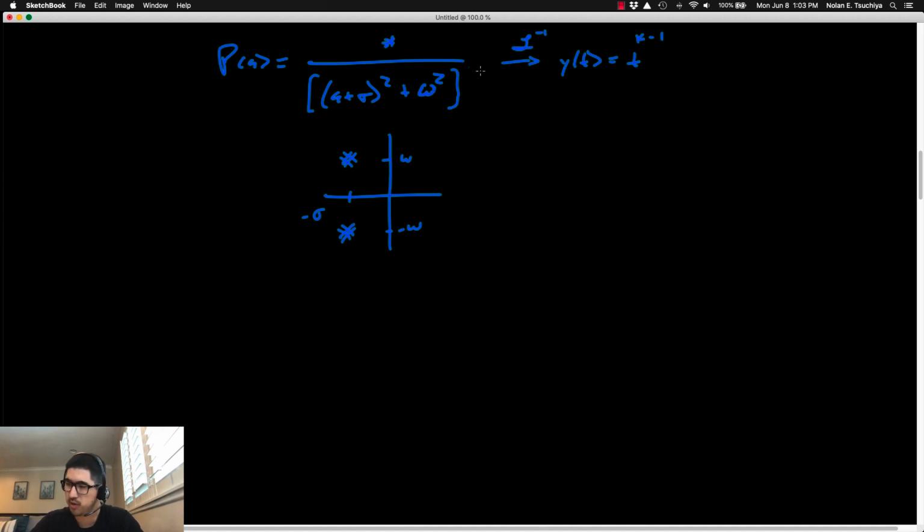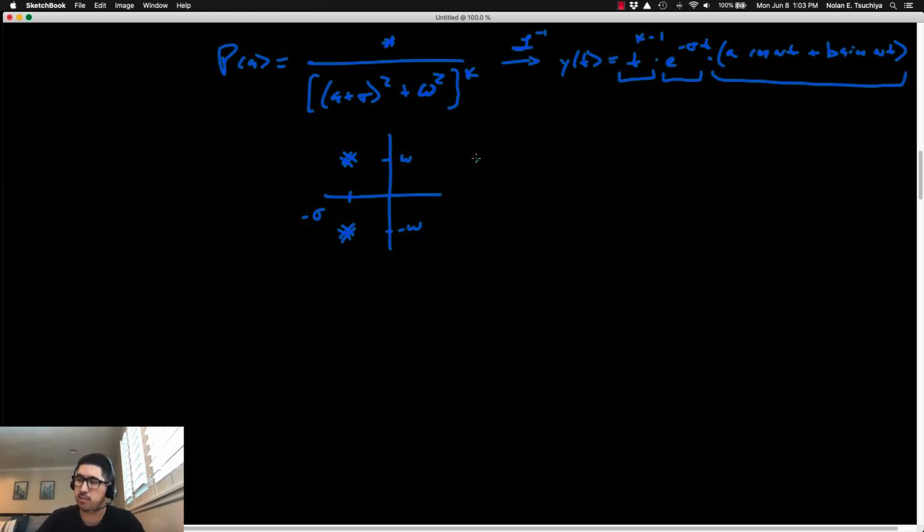And by the way, I'll leave a generic power here. So it's not necessarily squared, it's to the kth power. Okay, so the generic impulse response looks like t to the k minus 1, e to the minus sigma t, and then some constant times cosine of omega t plus some other constant times sine of omega t. And this part doesn't really matter because this is pure oscillation, right? So what you see is you have now a linear component multiplied by an exponential component multiplied by a sinusoidal component. This is the actual impulse response for the case when you have repeated complex poles.